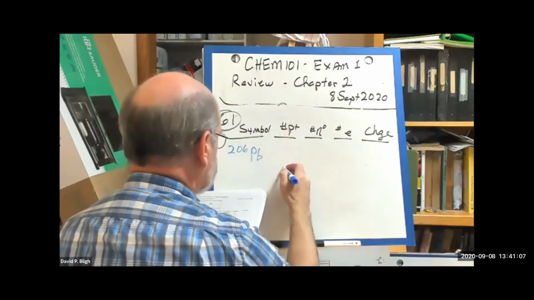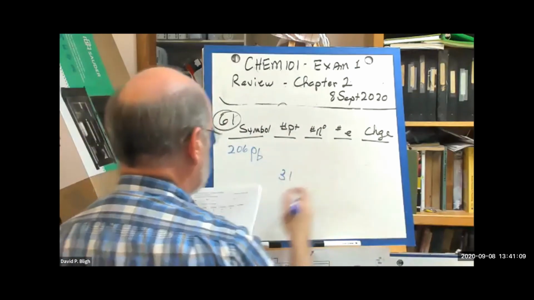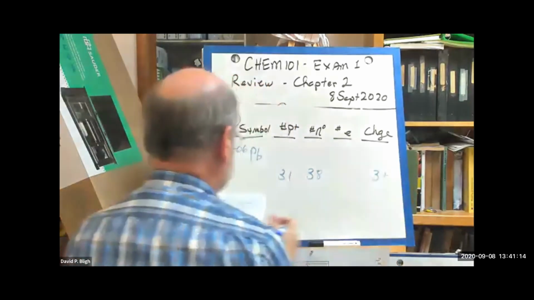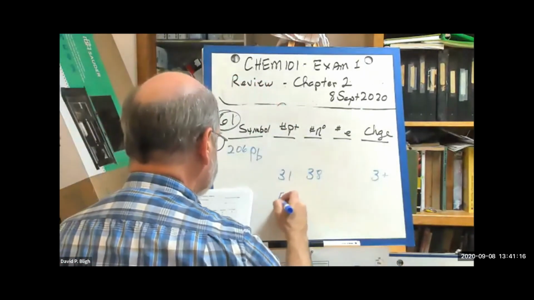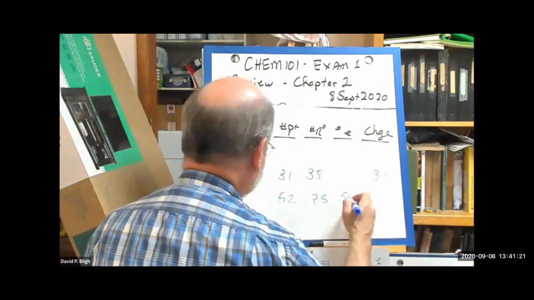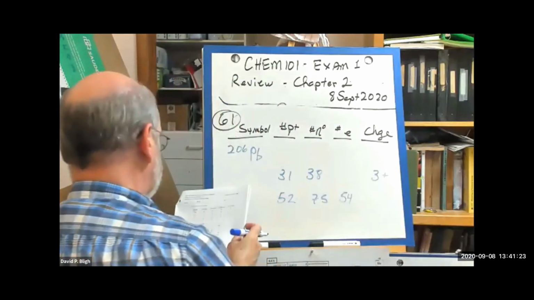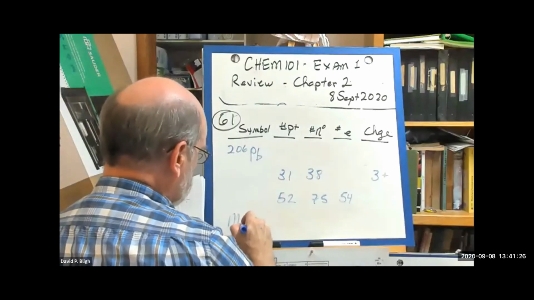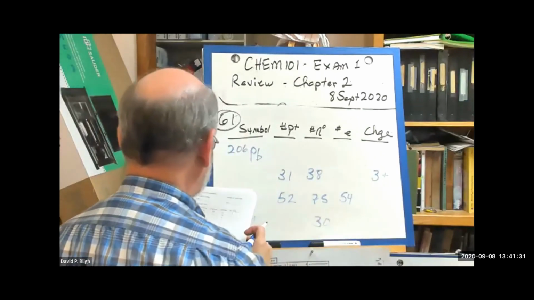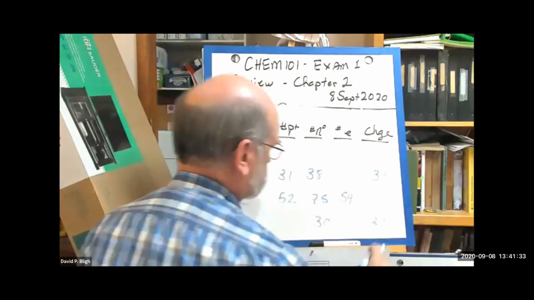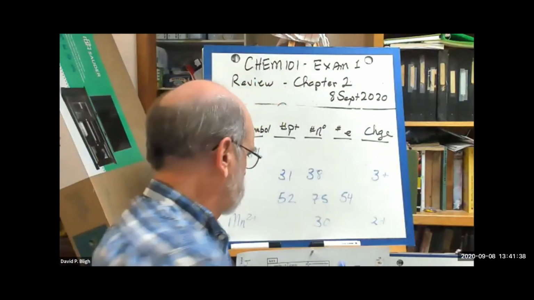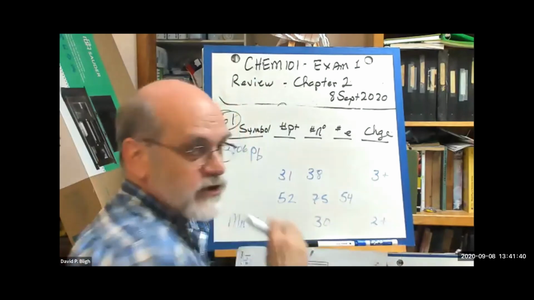For this one, we're given 31, 38, and 3 plus. For the next one, we're given 52, 75, 54 electrons, no charge. And for this one, we're given manganese 2 plus and 30 neutrons and a 2 plus charge. Okay. That's the given information in our table. Now we need to deduce the rest of it.